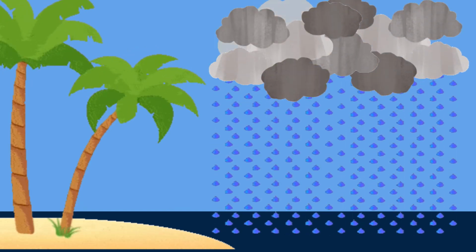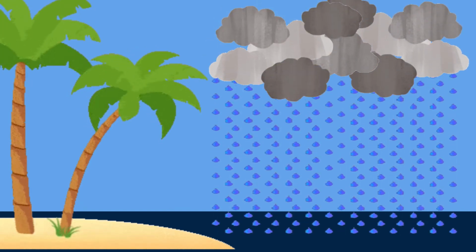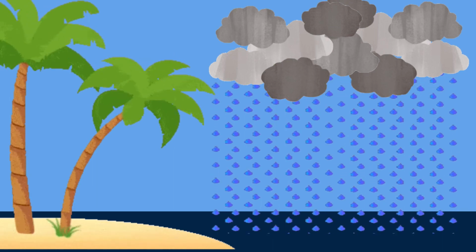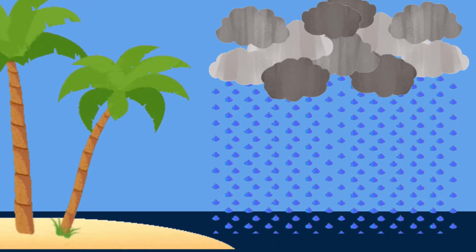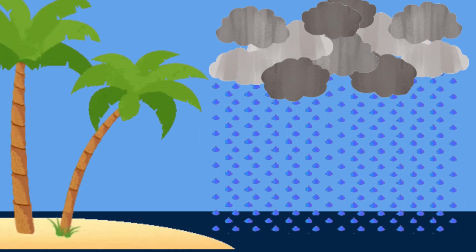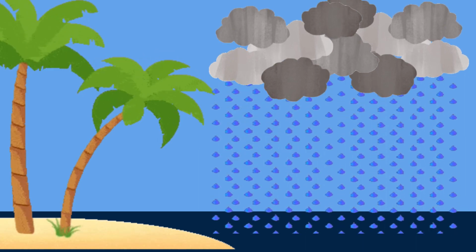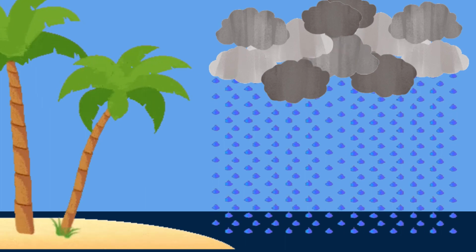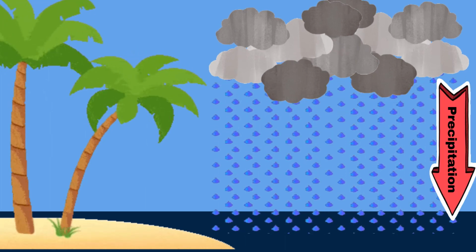When these clouds become heavy with water droplets and can no more accumulate more water, it comes back to the land in the form of rain. This process is called precipitation.